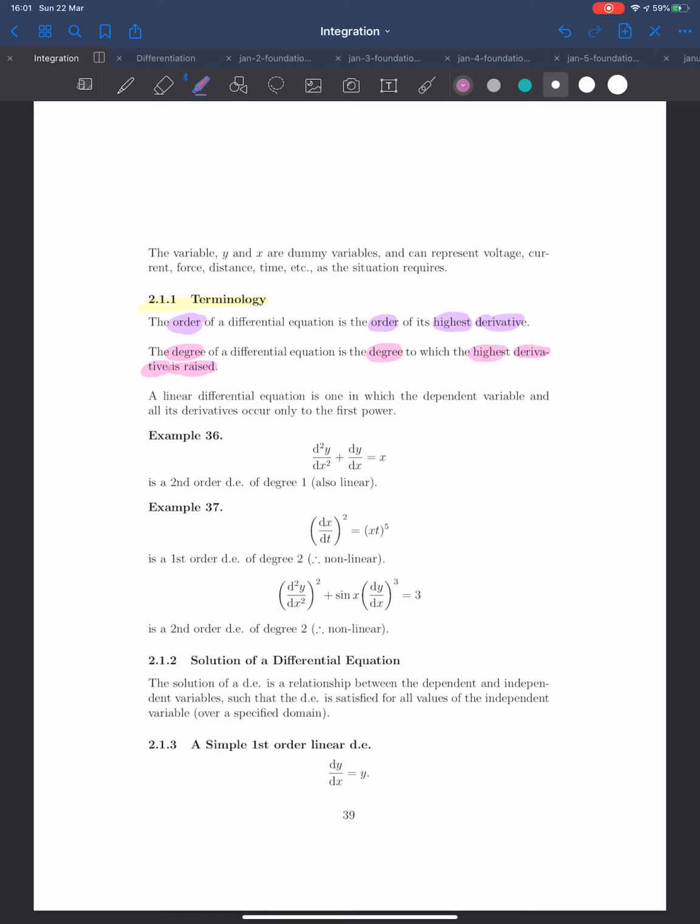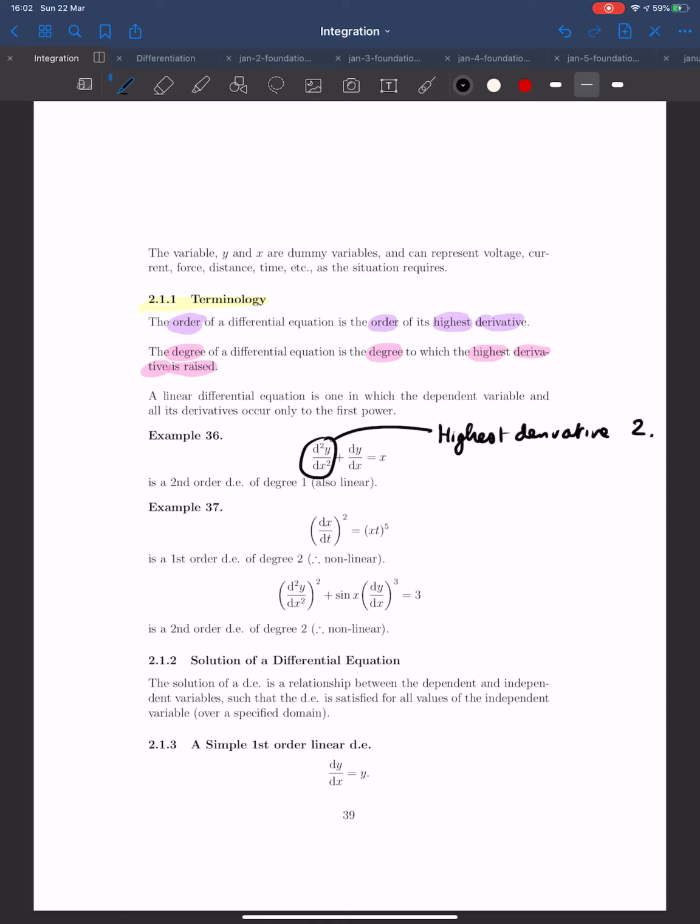Okay, so a linear differential equation is one in which the dependent variable and all its derivatives only occur to the first power. So that means they're not squared or cubed, just raised to the power 1. So this first example here, we've got d2y by dx squared plus dy by dx is x. First of all, we've got to think about the highest derivative, which is 2, because of this here. The highest derivative is 2.